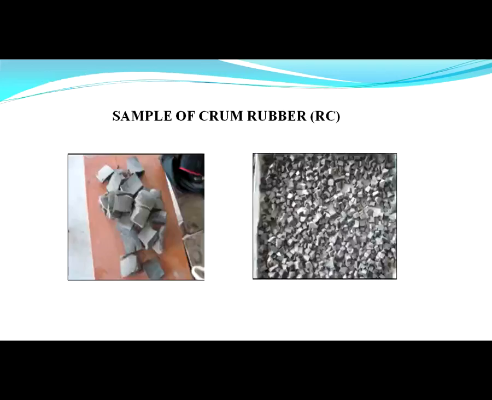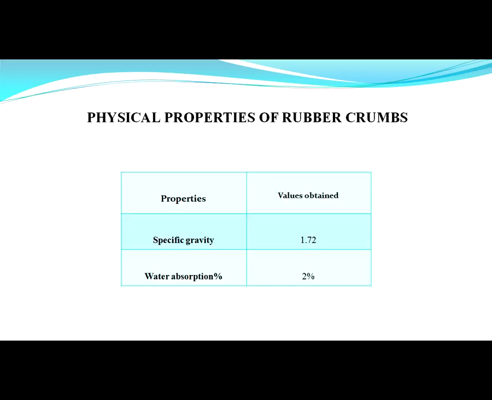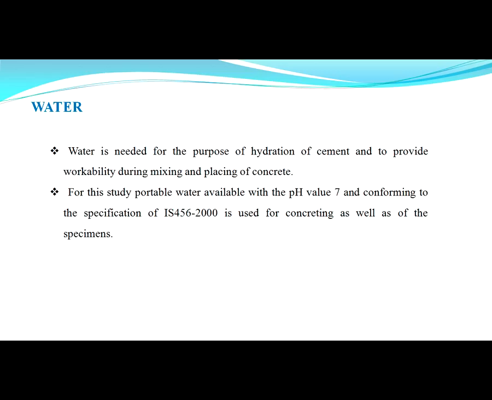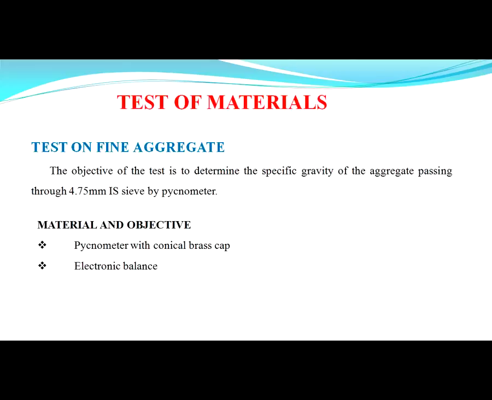These are the samples of rubber crumbs. Physical properties of rubber crumbs. The amount of water and its quality, which we are adding to the concrete, will be defined in this passage. Specimen test, which is the test of the specimen.